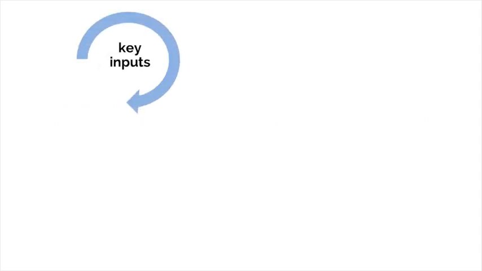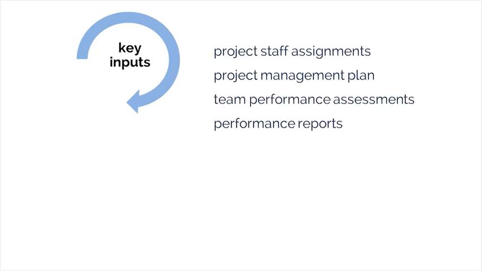I have charted out for you here all of the ITTOs, but I'm going to walk through some of the key ones. The key inputs are project staff assignments. Again, this will provide a quick list of the project team members. Project management plan, specifically the human resource plan that provides guidance on how project human resources will be handled on the project, including our training strategy and how we will incentivize and motivate people.